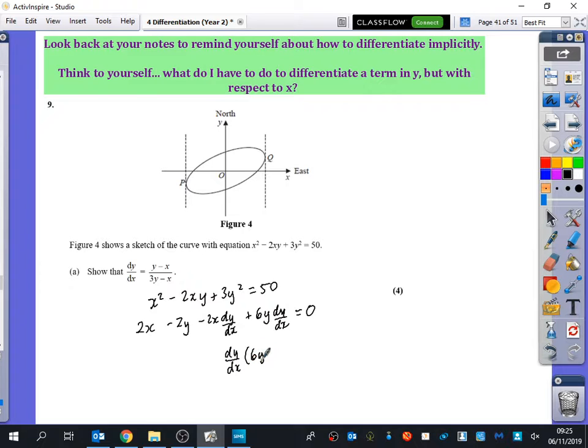So we've got 6y minus 2x, and we can put these onto the other side. So we've got 2y minus 2x. So dy/dx is 2y minus 2x over 6y minus 2x. Last step that can be done, simplify by dividing by 2. So we get y minus x over 3y minus x, as the question required.